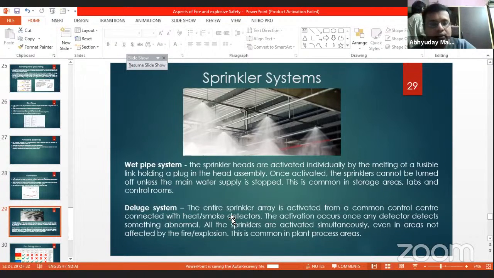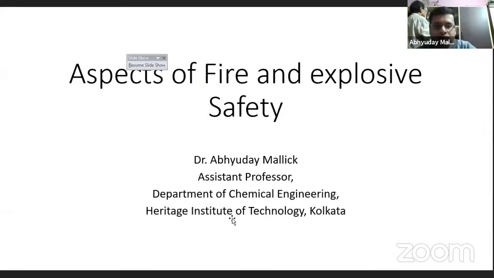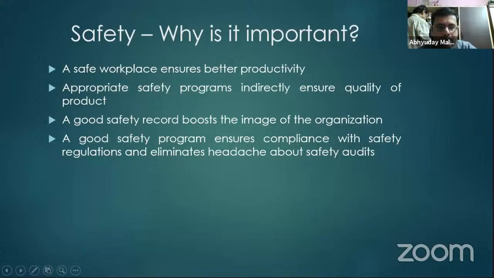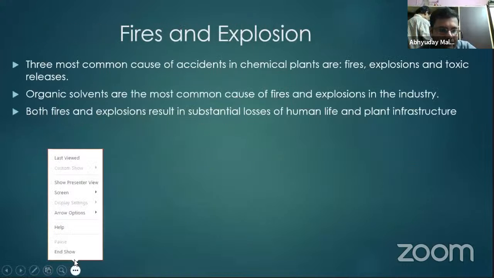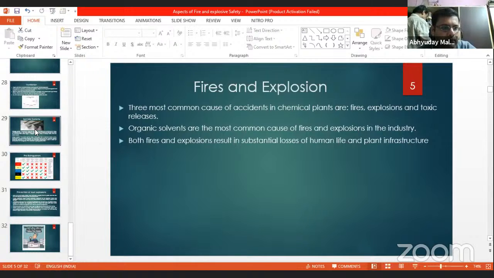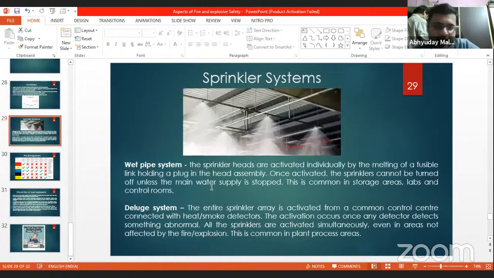For mitigation of fires, we also have sprinkler systems that are widely used in a chemical plant. The sprinkler systems can be of two types, wet pipe system and deluge system. The wet pipe system is where the sprinkler heads, as you can see in the photograph, are the places from where the water comes out.